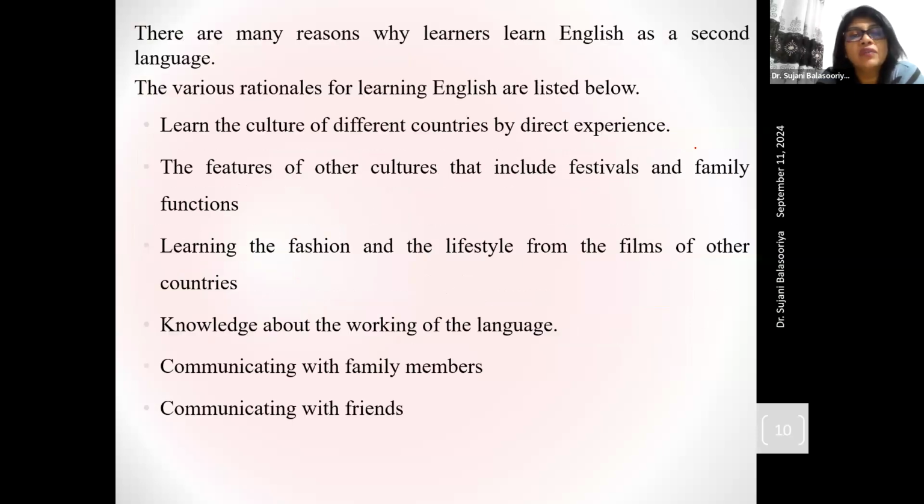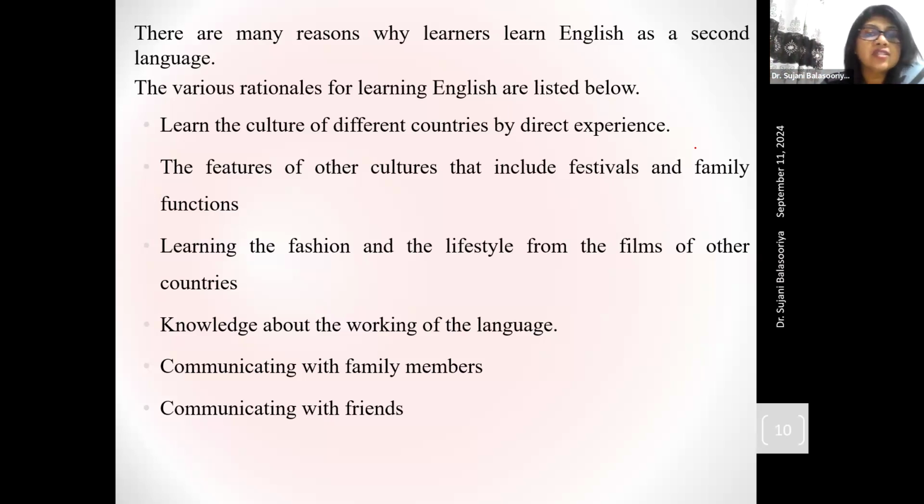Learn the culture of different countries by direct experience. If you know English, you can learn the culture of different countries, not the culture of your own country. You are already there, but still you can learn other cultures by direct experience. You can directly visit these countries, go by yourself and expose yourselves to these cultures. So that is direct learning experience. But to obtain the direct learning experience, you have to know English. And that is one reason why you should learn English.